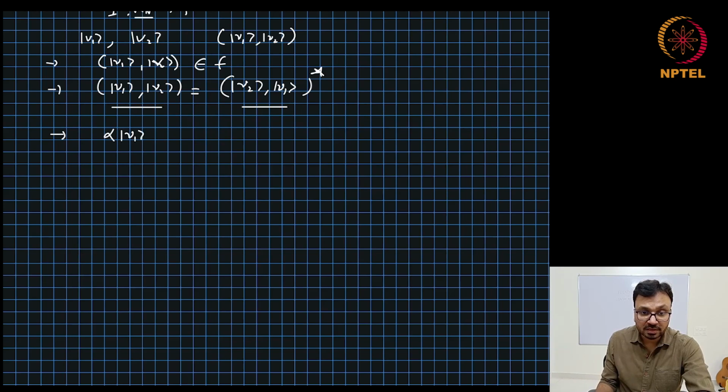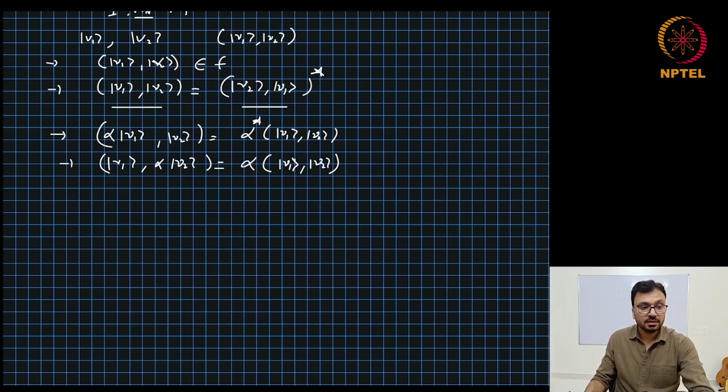Now if we have a scalar times the first vector V1 and V2 the second vector, then it will be alpha star (V1, V2), and if we have (V1, alpha V2), then it will be alpha (V1, V2). It means the inner product is linear in the second argument and anti-linear in the first argument.